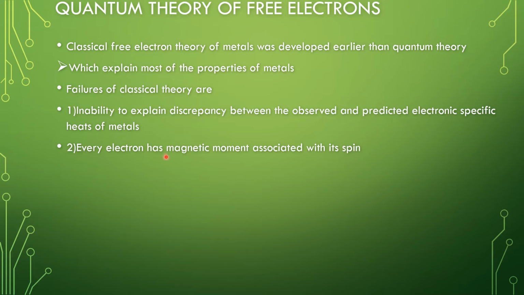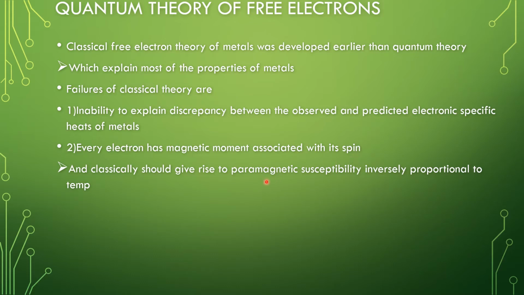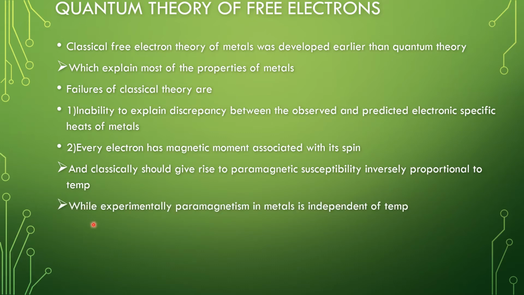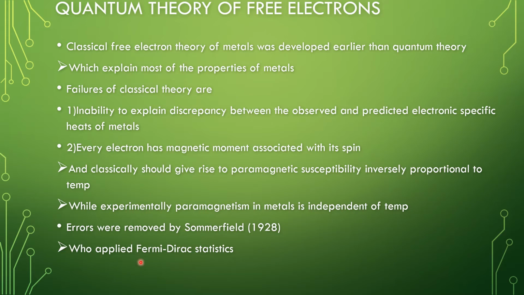Second, every electron has a magnetic moment associated with its spin and classically should give rise to paramagnetic susceptibility inversely proportional to temperature, while experimentally, paramagnetism in metals is independent of temperature. These errors were removed by Sommerfeld in 1928, who applied the Fermi-Dirac statistics in place of Maxwell-Boltzmann statistics used by Lorentz.